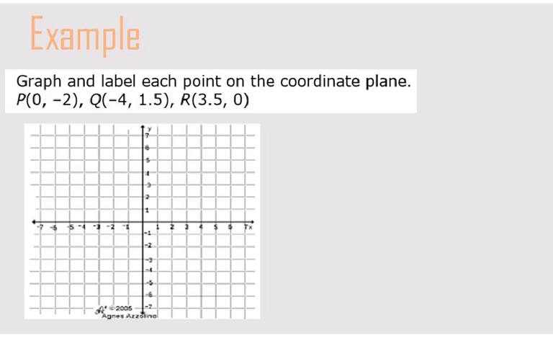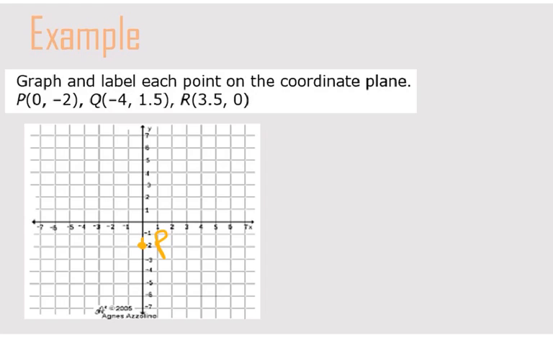If we graphed point P, we would start at the origin, and it says to go 0 on the x-axis, so we would not go anywhere. And then we need to go down 2 units, so we go down to negative 2, and that's our point right there, and this would be point P. So that's our P.